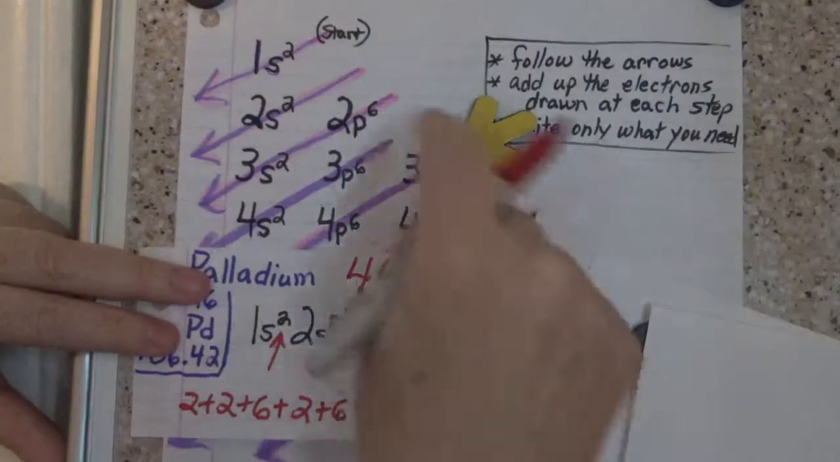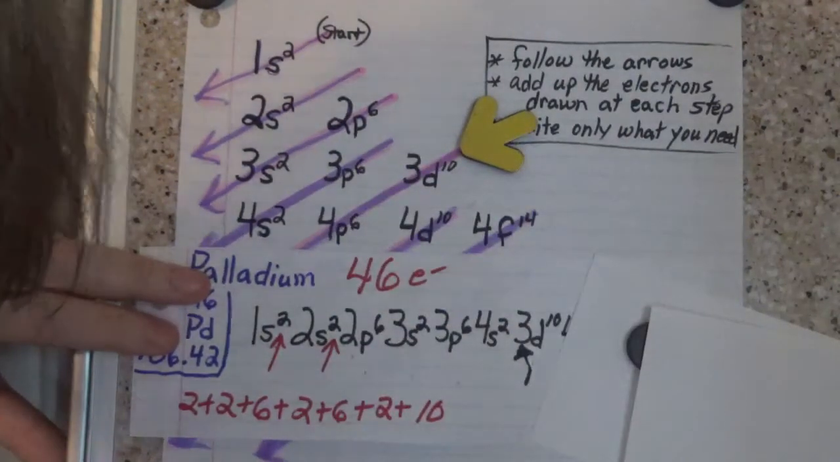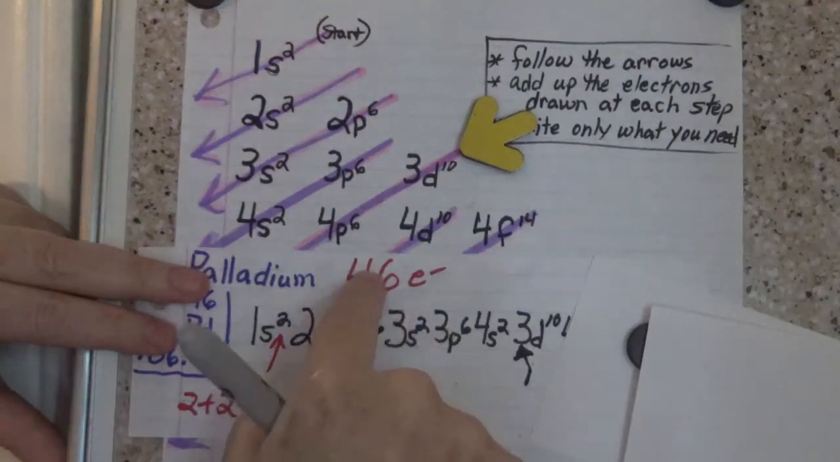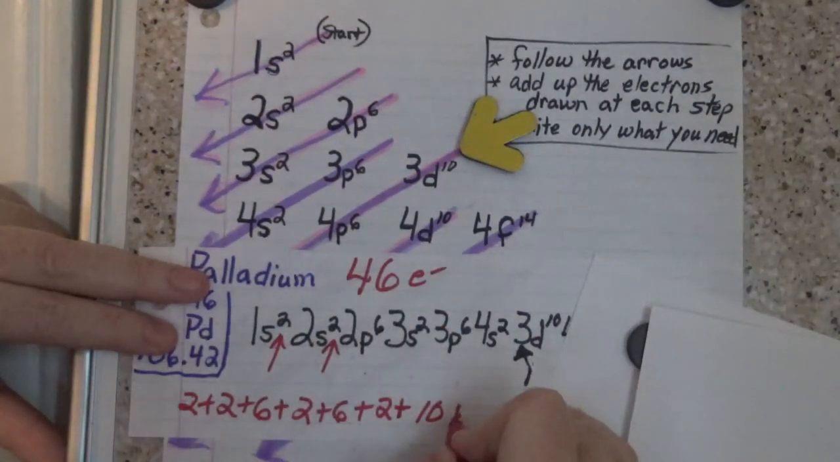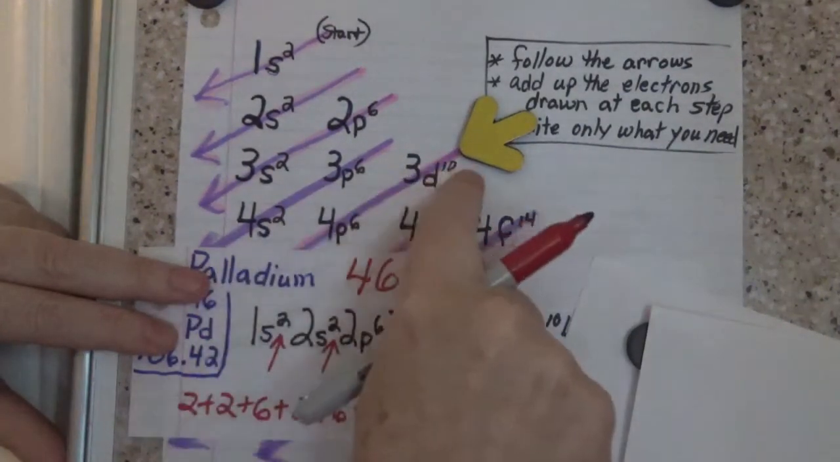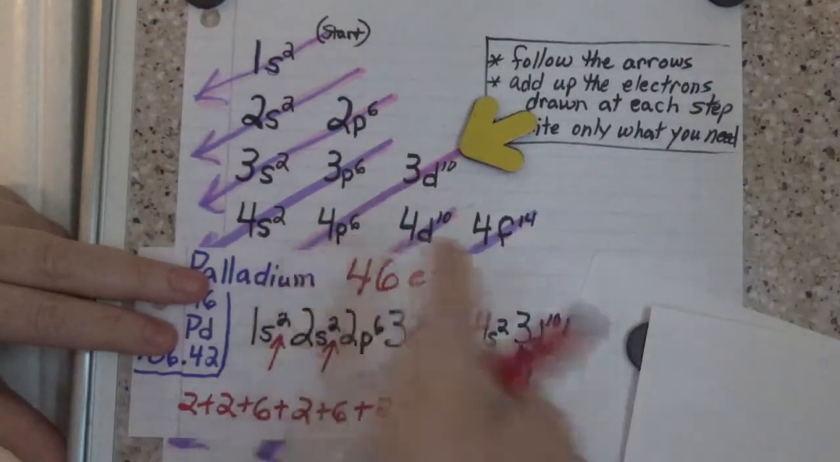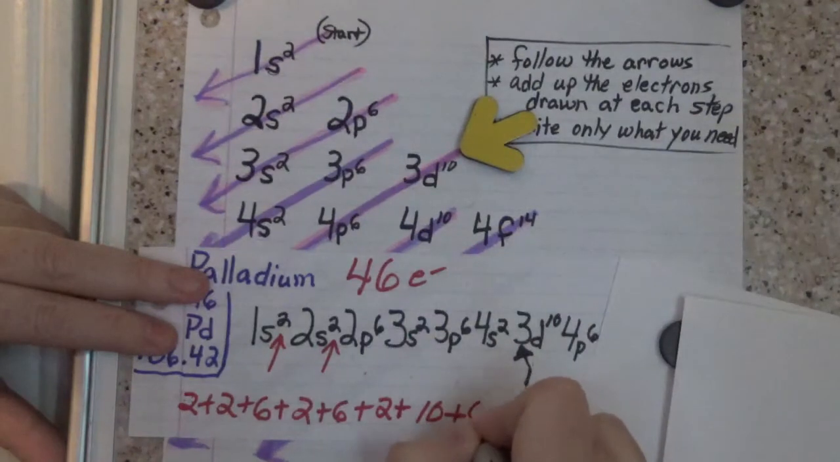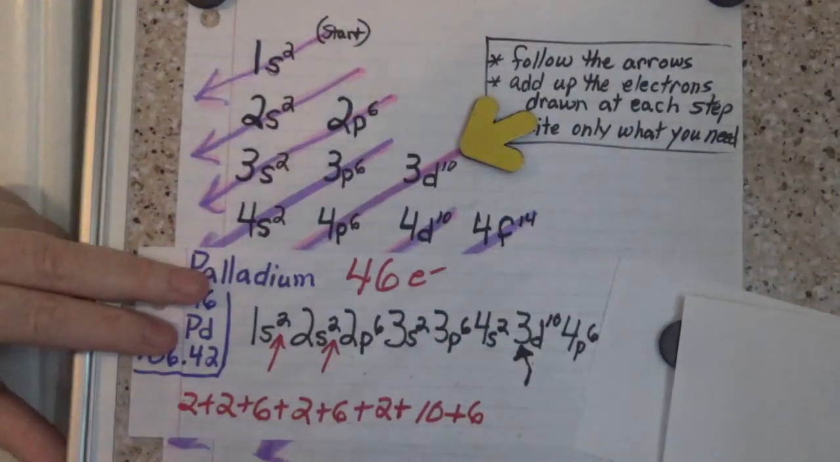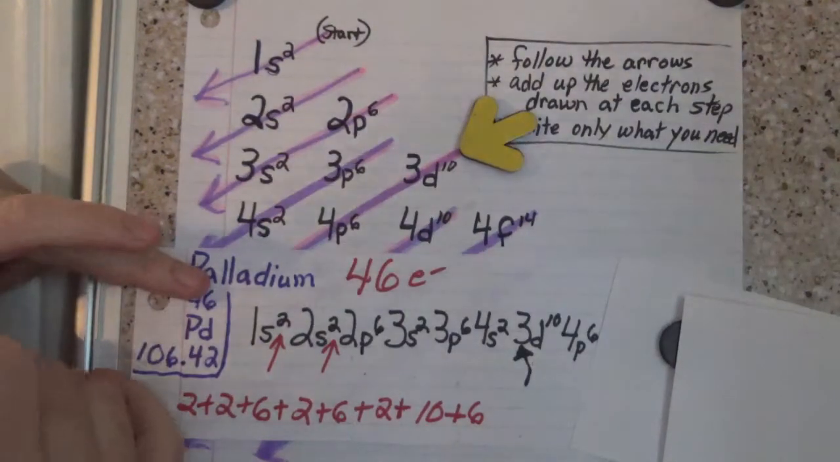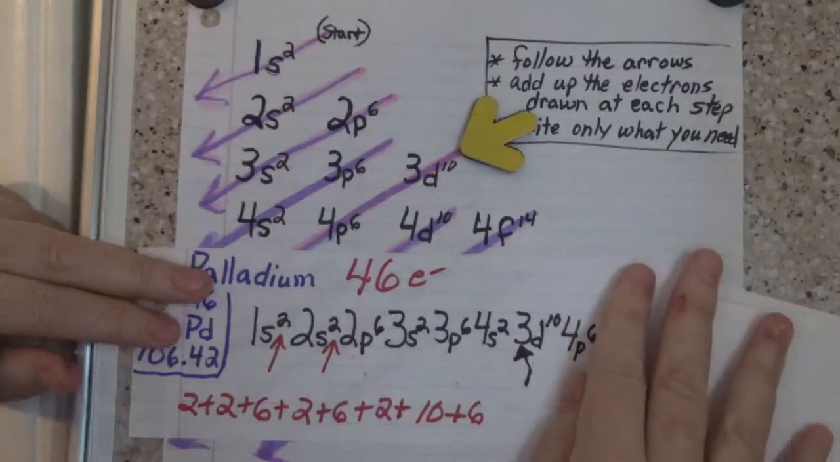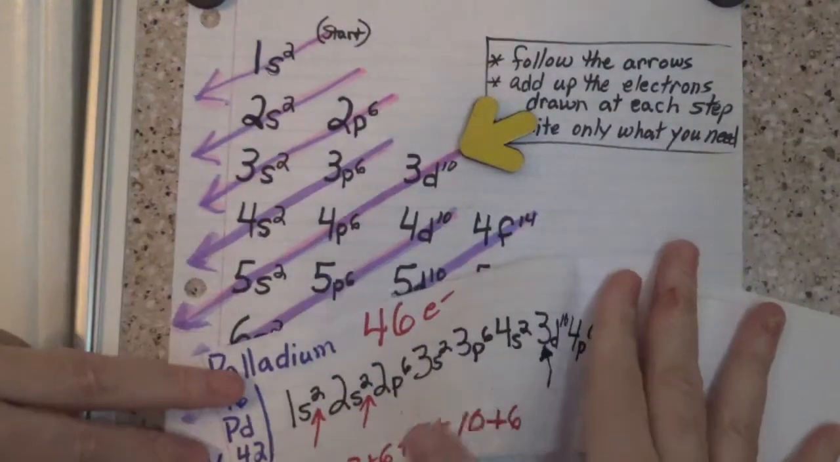Let's keep going. If I had 3d10, that only gives me 30. That's still not enough. We need 16 more. So plus, after 3d10 is 4p. So I'm going to write 4p, and I do write the 6 because that only gives me 36 right now. And if we stopped here, that would be krypton at 36 electrons. That's still not enough. So I'm going to tilt this out of the way for a second.